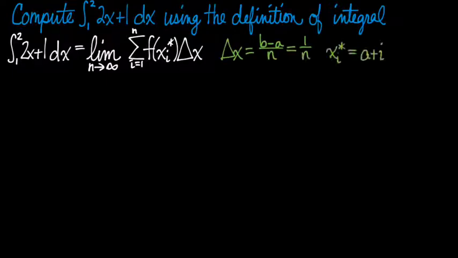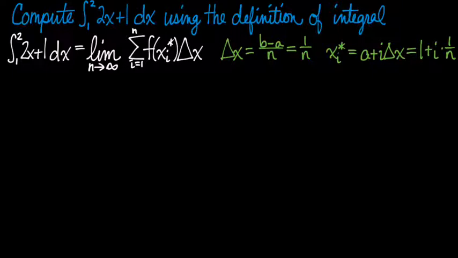The next step is to actually figure out what delta x and xi star are and substitute them into the formula. Delta x is the width of each little rectangle in the Riemann sum. I know that the formula for that is b minus a over n, and since b is 2 and a is 1, that means that delta x is 1 over n.